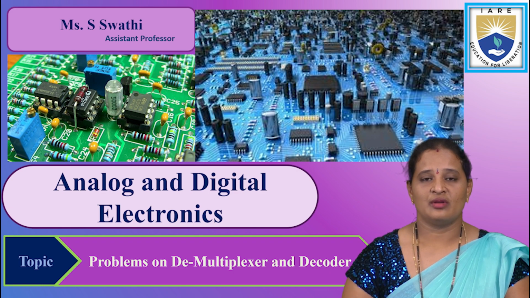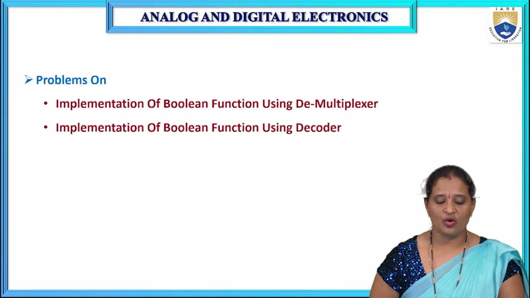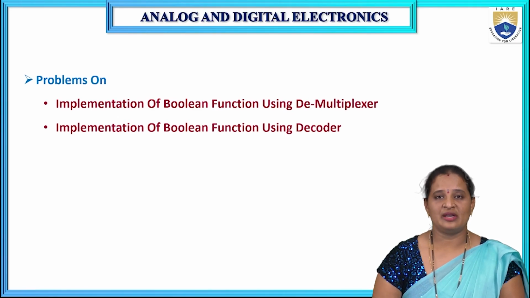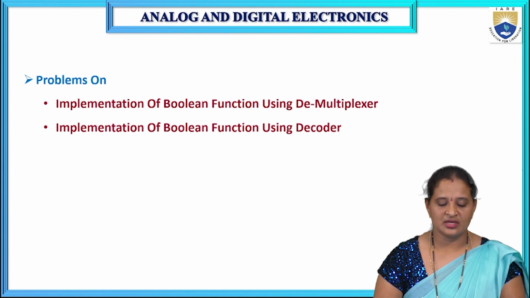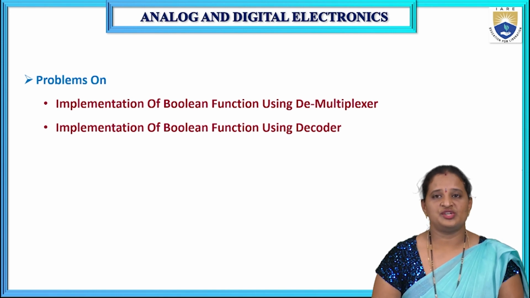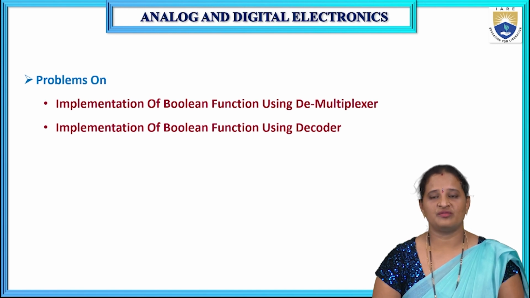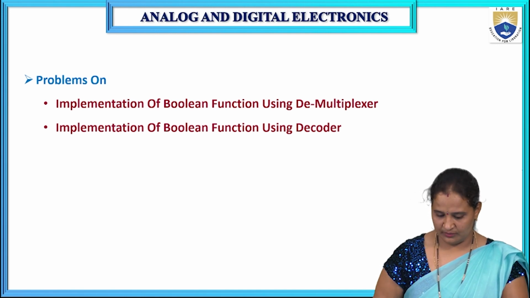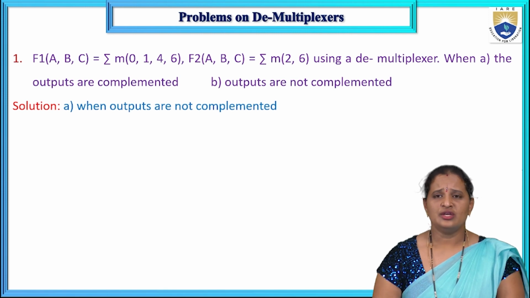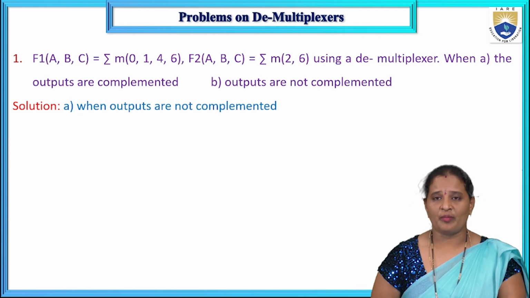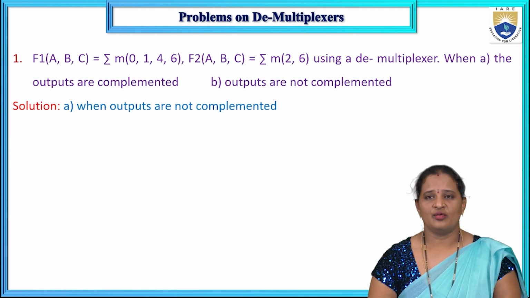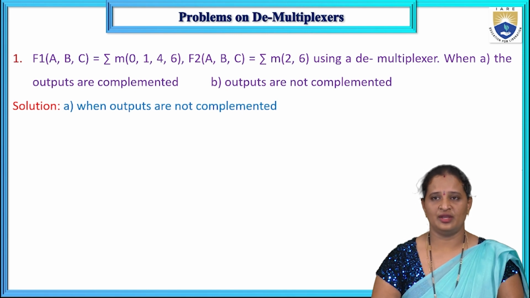In this lecture, we'll discuss some problems on de-multiplexers and decoders. That is, implementation of Boolean functions using a de-multiplexer and implementation of Boolean functions using a decoder. Before going into the topic, first of all, we all know the de-multiplexer and decoder.